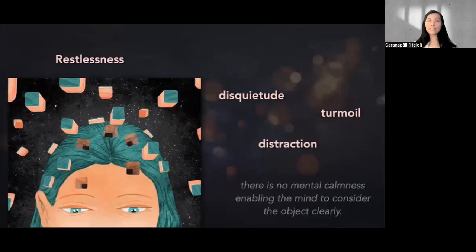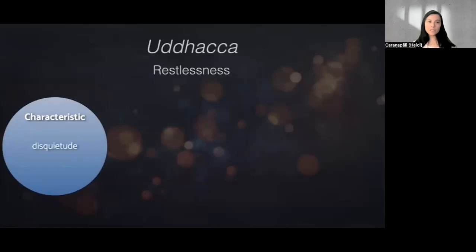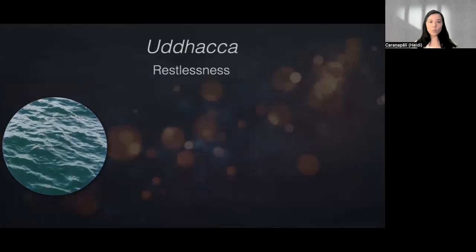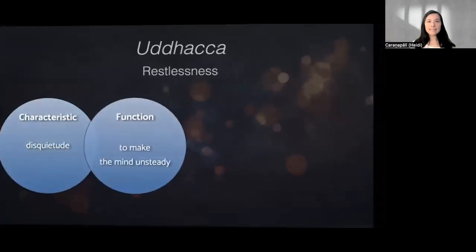So this is restlessness. With all kinds of akusala, whenever one does something unwholesome, there is always this agitation. There is no calmness when one does an unwholesome thing. Let's take a look at its characteristic. Its characteristic is disquietude, just like water whipped up by the wind, which cannot be still, with a lot of ripples. And its function is to make the mind unsteady, just like a flag fluttered in the wind.